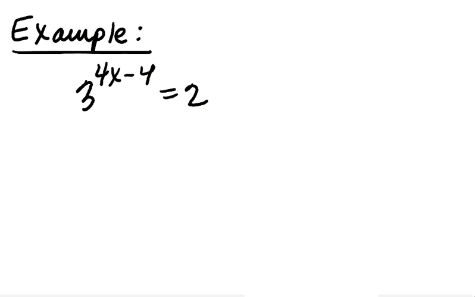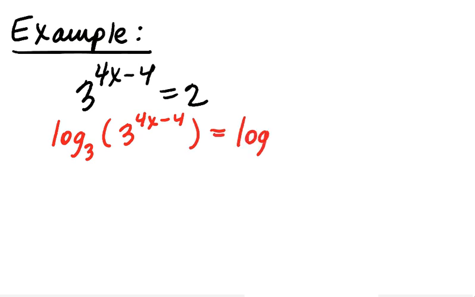Another one, with some extra steps in it, is one with a more complex exponent. We're going to start the same way. I've got the exponential object isolated already. If I didn't, I'd need to do some algebra to get that thing isolated. So now I'm ready to take a log of both sides. I'm going to take a log with base 3 of both sides. Take the log with base 3 of 3 to the 4x minus 4, and that will be equal to the log with base 3 and argument 2.